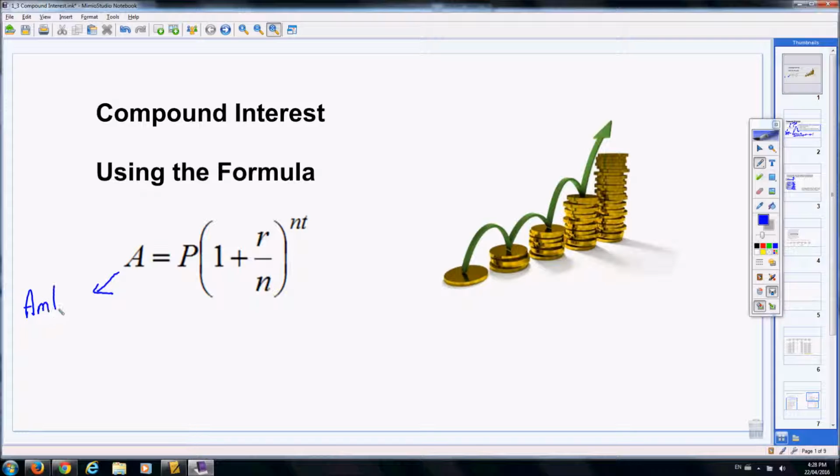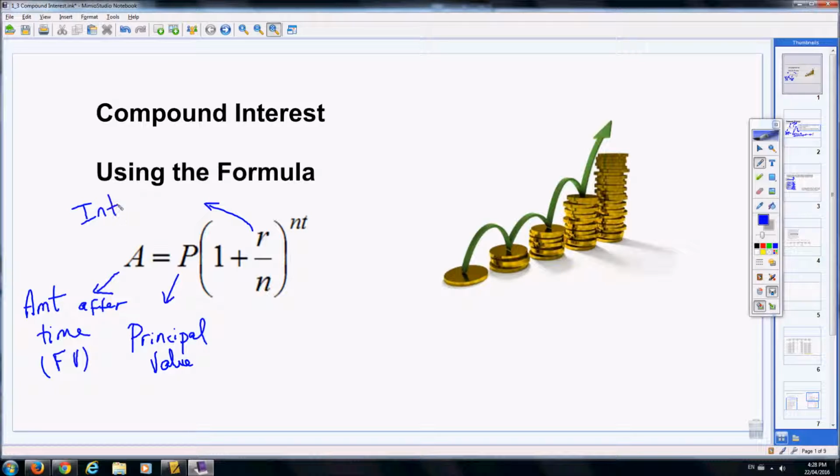So A of course is the amount after time, and I'm using some shorthand here. That's your future value, which is the other way we discuss this one. P is your principal. That's your initial value of the investment or loan. R is your interest rate, and that, remember, is always in decimal. You'll see it go out of hand quite quickly if you've got large enough numbers and forget to change it to the decimal format.